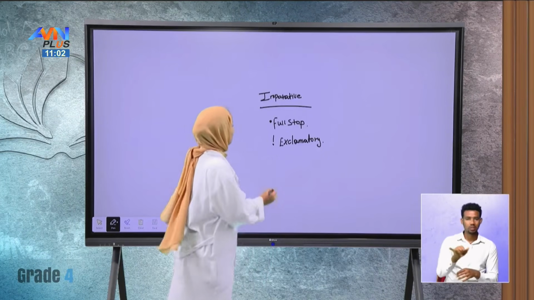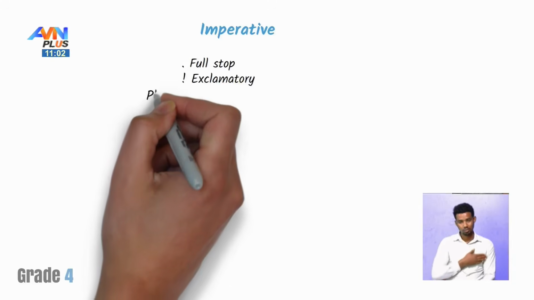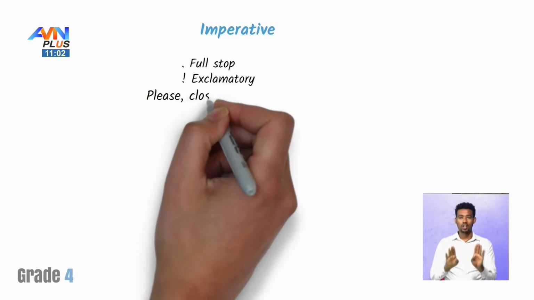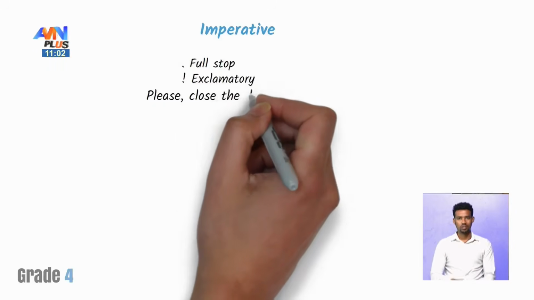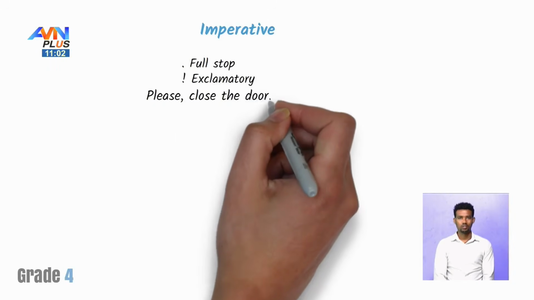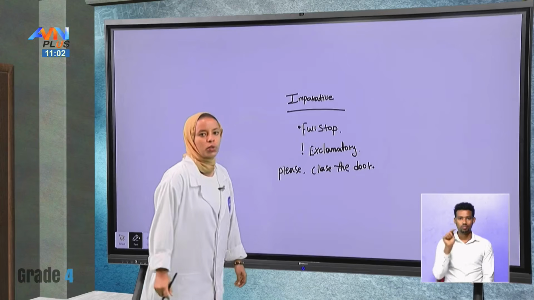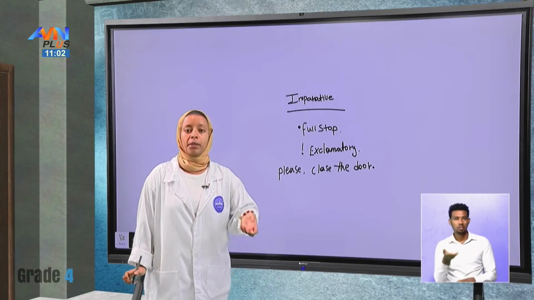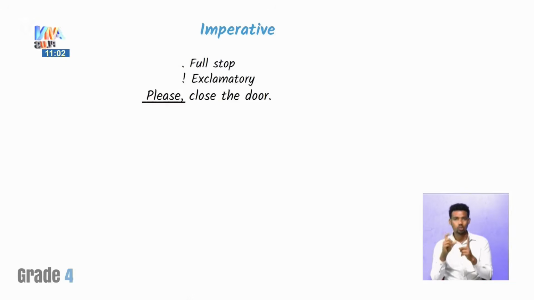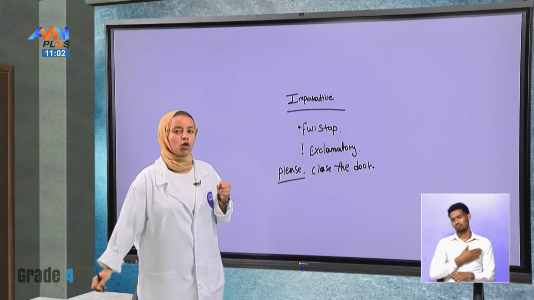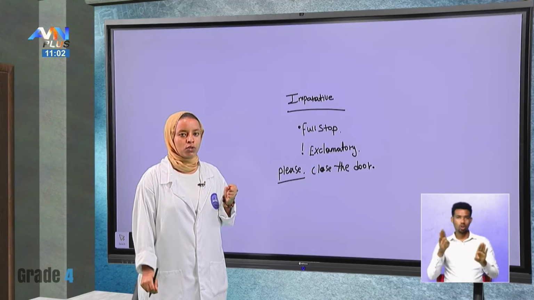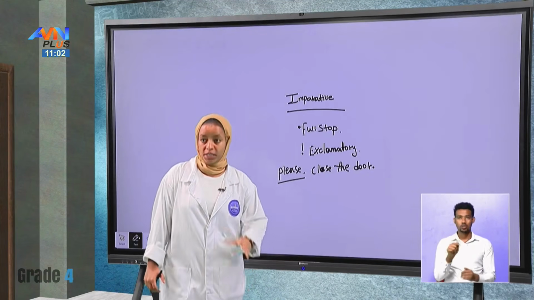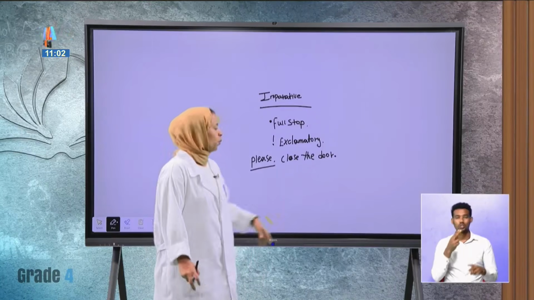For example, please close the door. Here is a full stop. This is a request. We ask for something with this very polite word, by saying please close the door. Please close the door. Let us use an exclamation mark. This shows instruction with command. So here it is.